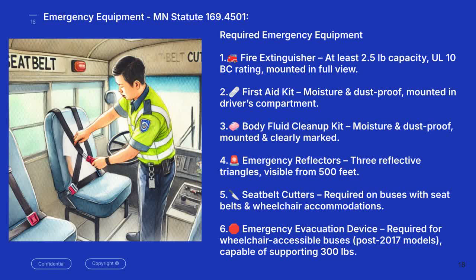4. Emergency reflectors. 3 reflective triangles, visible from 500 feet. 5. Seatbelt cutters, required for buses with seat belts or wheelchair accommodations. 6. Emergency evacuation device, required on wheelchair-accessible buses, post-2017 models, supporting up to 300 pounds. Having the right emergency equipment ensures drivers are prepared for any situation.